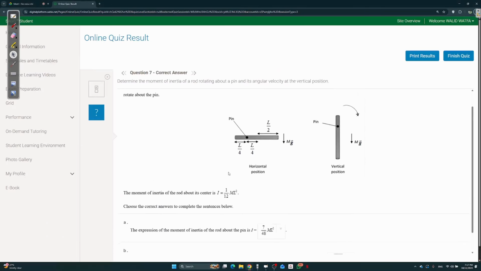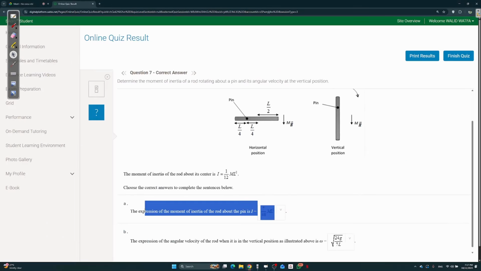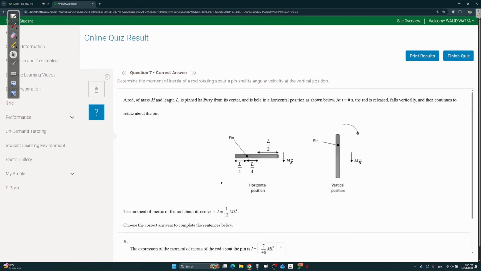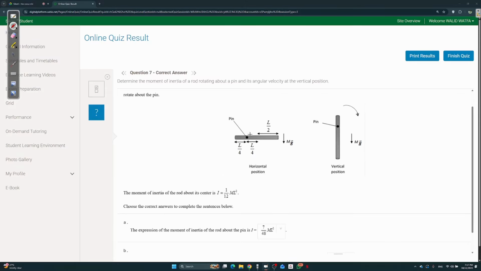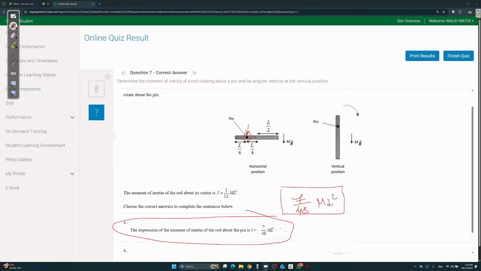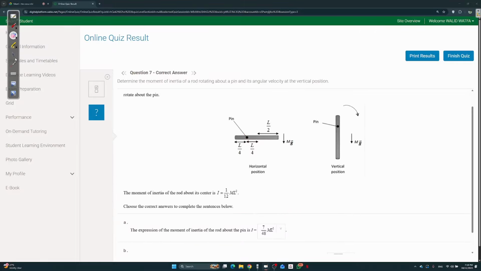Guys, honestly, I'm going to skip this. But part A, you should know how to do it: how to find the moment of inertia around this point here. It's a good question, and it's the same as question 1. If they ask you the moment of inertia of a point 1 over 4 from the center, from part A, you simply do 7 over 48 ml squared. The proof I did in question 1, so go back to question 1 and watch it again.